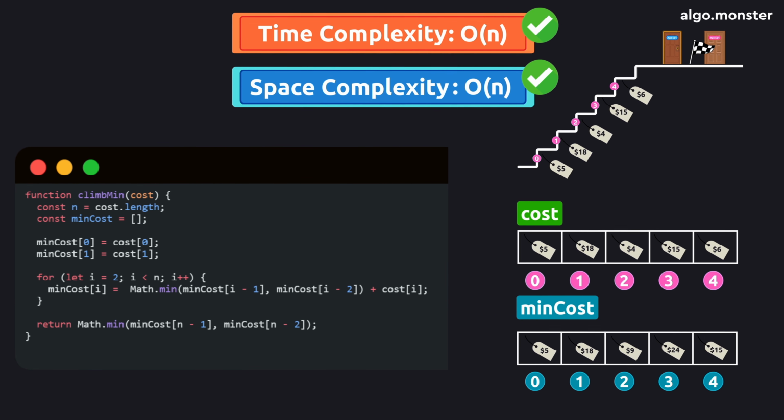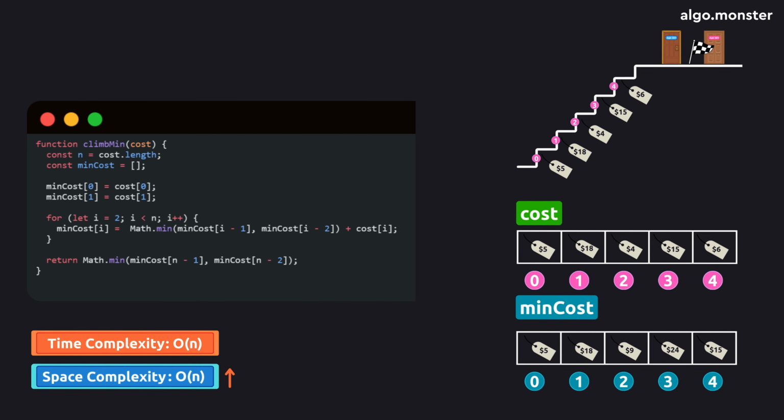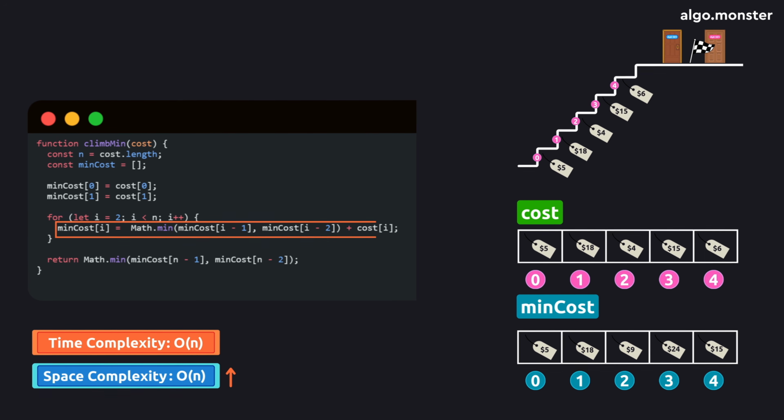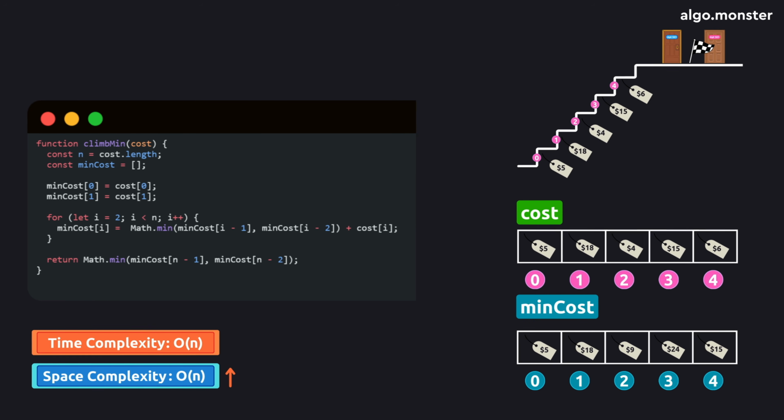That's already pretty good, but we could actually make this algorithm even more efficient. Let's take a closer look and see where there's still some inefficiency. Look carefully at the formula we use inside the loop. To compute the minimum cost for stair n, we only need two values. The minimum costs for stairs n-1 and n-2. That's it. We don't need all the previous values. We don't need half of the array. We need exactly two numbers.